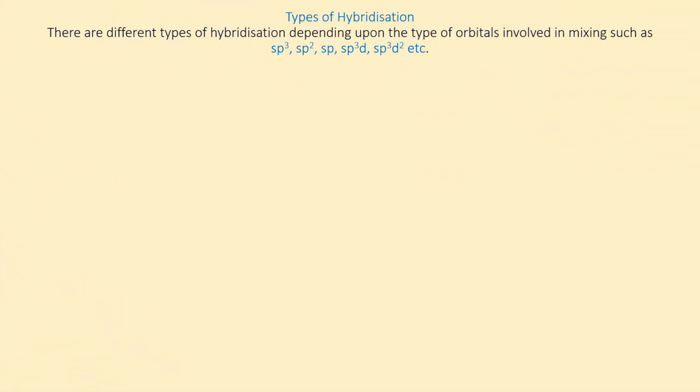Types of hybridization. There are several types of hybridization depending on the types of orbitals involved in mixing, such as sp3, sp2, sp, sp3d, sp3d2, etc. First, let us consider the example of sp hybridization.